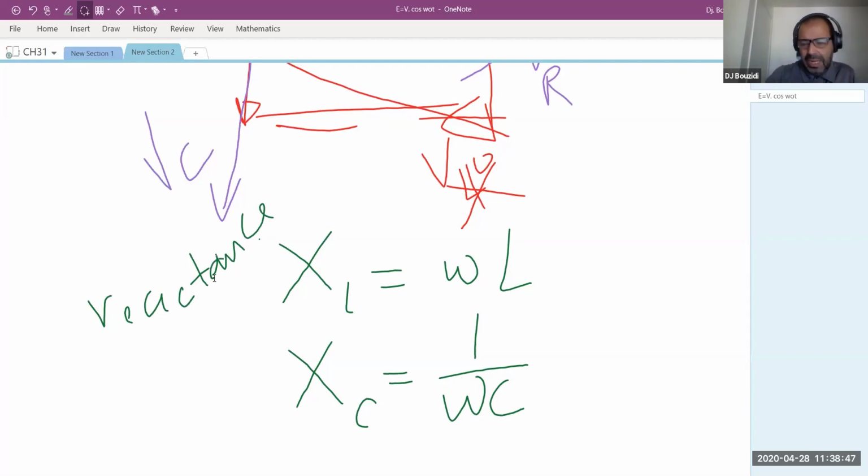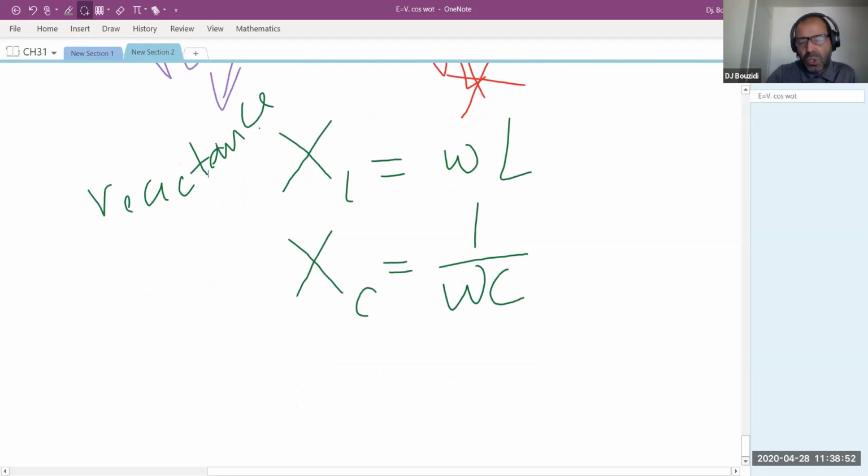Okay, and then it's also very, very high for low frequency and very small for high frequency. So this is the opposite because omega is downstairs now. The reactance for the resistor is actually R itself, if you want to call it XR.